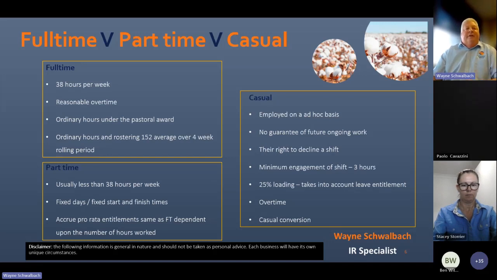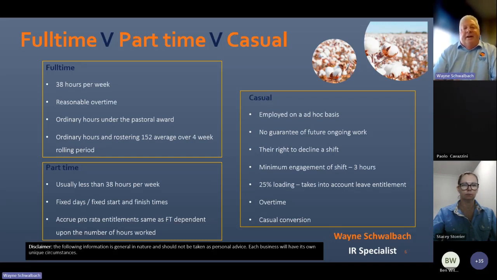If you have more than 15 employees, you're known as a larger enterprise. And once a casual has worked for you for a 12-month period, and it can be proven that they worked regular and systematically in the previous 6 months, you must offer them at least part-time if they're doing less than 38 hours a week, or full-time if they're doing more than 38 hours a week consistently.